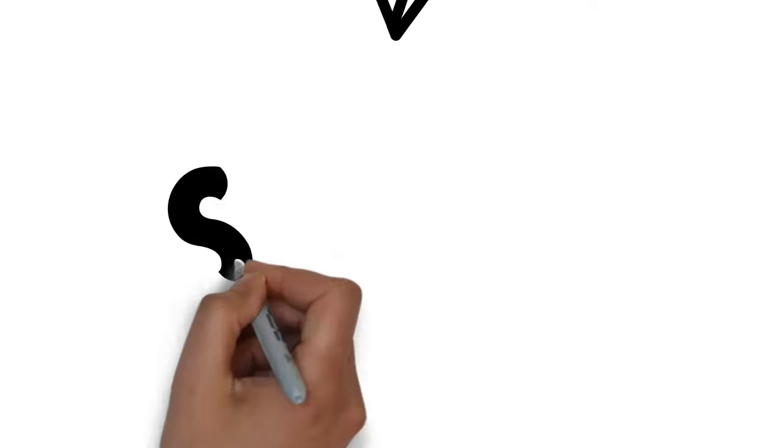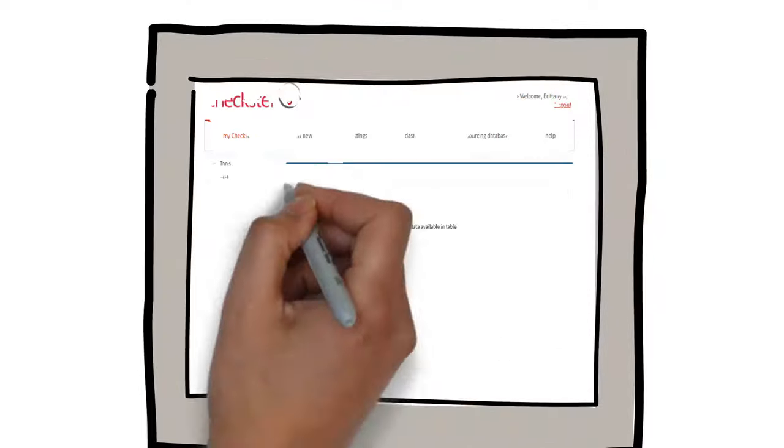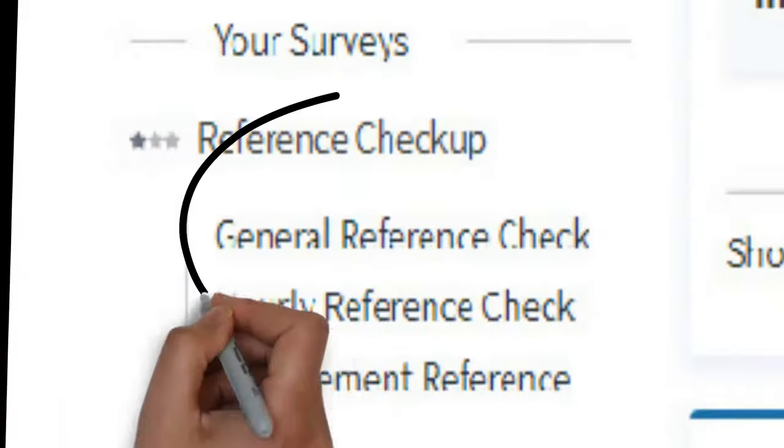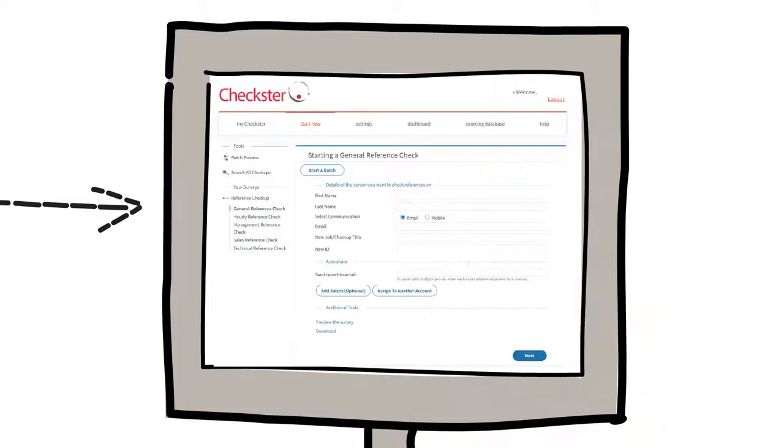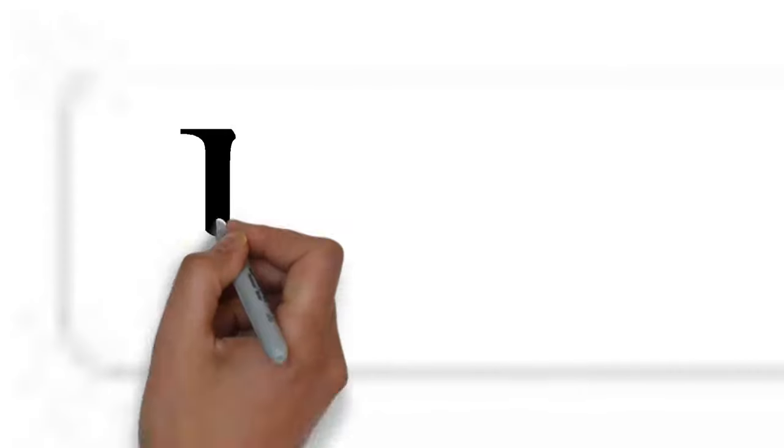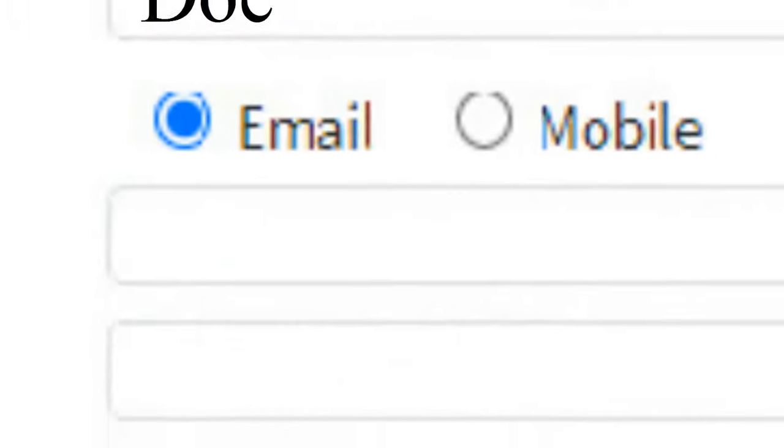Step 1. Log into Checkster from your computer and select the type of checkup you want to start from the menu on the left-hand side. Then, enter a few pieces of candidate information. Required information includes first name, last name, email address or cell phone number, and when you're ready, click Next.